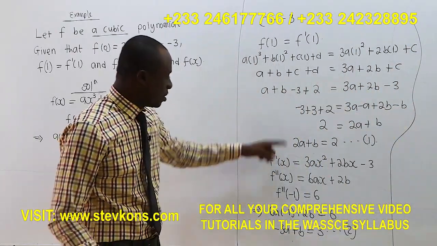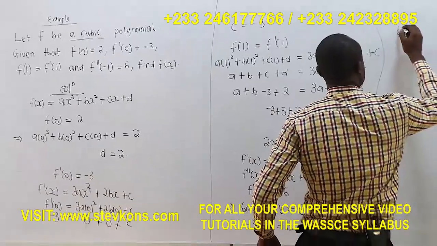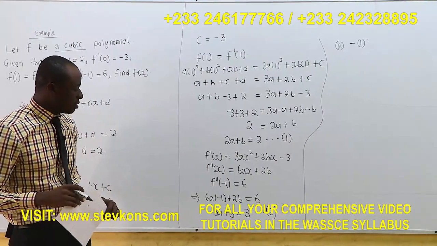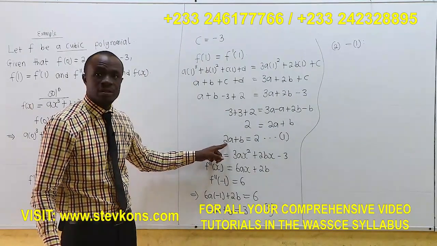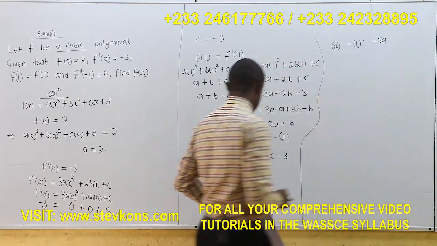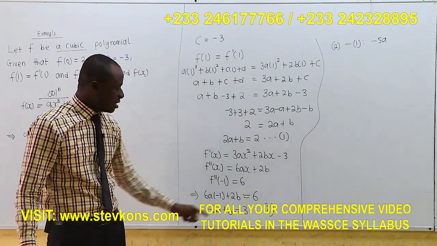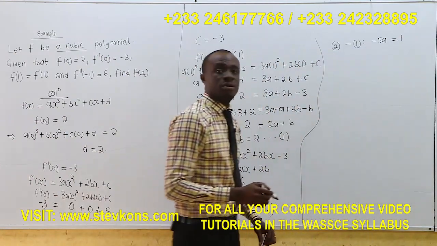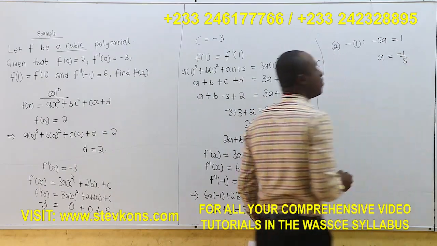So we solve equation 1 and equation 2 simultaneously. Now, what can we see? We can see that equation 2 minus equation 1. We are using the elimination method. So clearly, negative 3a minus 2a is negative 5a. Now, b minus b, that's 0. 3 minus 2, and we have 1. So clearly, our a is negative 1 over 5.